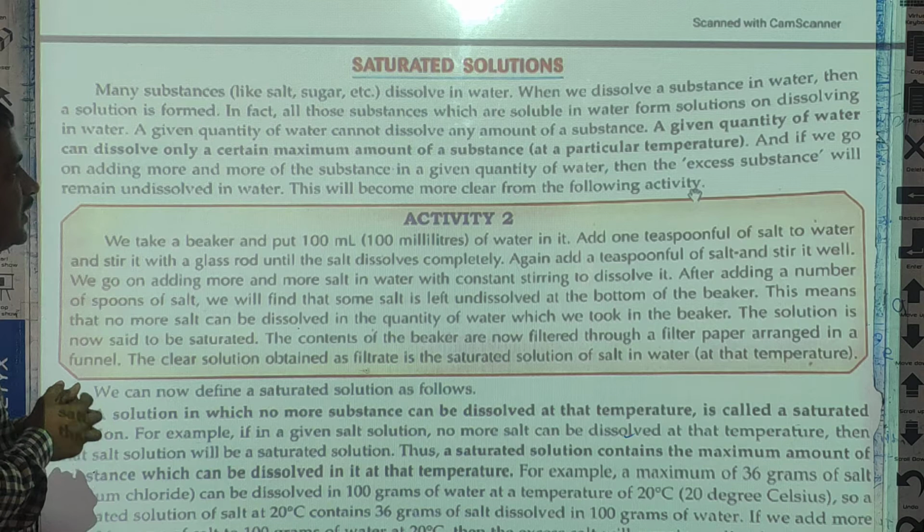See students, from this data one thing we can understand. The solubility of different substances in water is different. The quantity of water is the same for all of these, 100 grams, but different amounts of substances are dissolved in 100 grams of water.